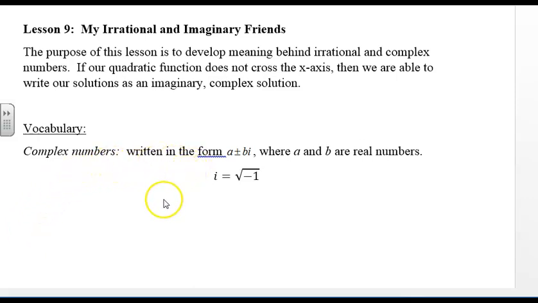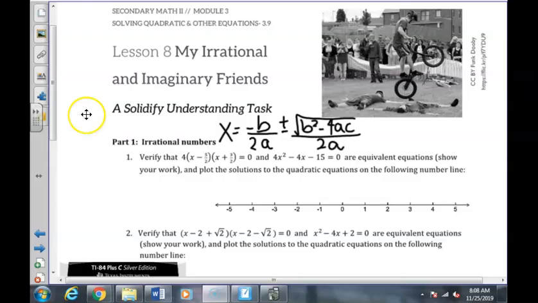This form is a plus or minus bi, where a and b are real numbers. We also discover in this lesson that i is equal to the square root of -1. In prior lessons from this unit, we realized that we can solve a quadratic function using the quadratic formula: x equals -b divided by 2a plus or minus the square root of b squared minus 4ac divided by 2a.